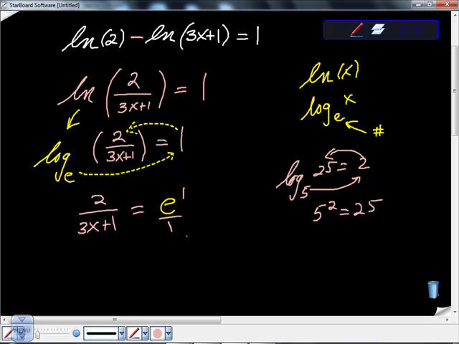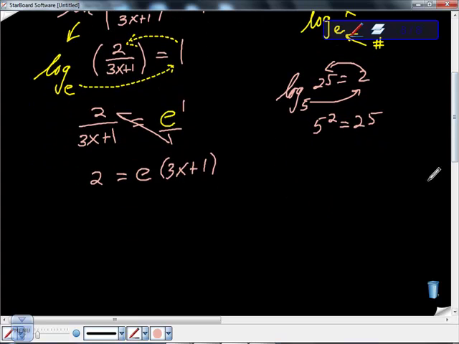So all I'm going to do here is cross multiply. I get 2 is equal to e times 3x plus 1. Now, this just turns into some weird algebra. It's not difficult. The bothersome part is that this e is going to bother you. So all I'm going to do is distribute this to here and to here. And e times 3x is 3ex. The reason I put it this way is because 3 is a number, and e is a number, and x is the variable.